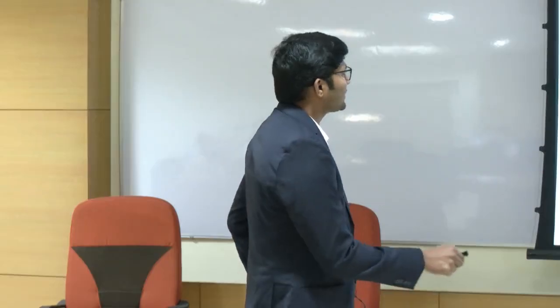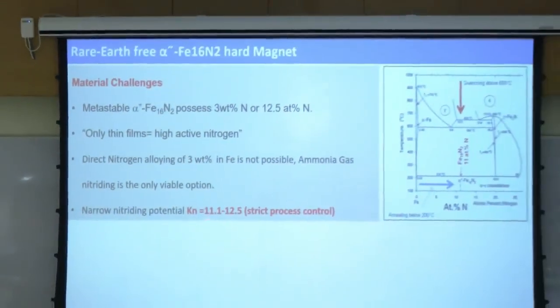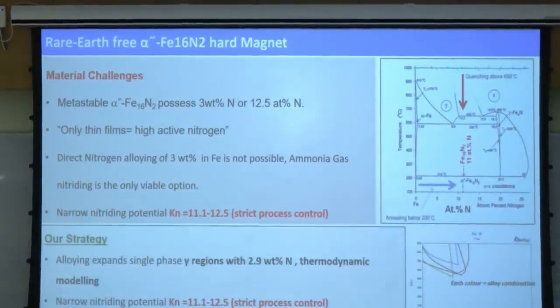So what we are trying to do is that we aim to synthesize this phase through alloying and processing steps viable for mass production. Although we are at TRL1, this is our attempt. The main challenge is that this phase has been synthesized in thin films, but it's not possible in bulk because thin films have high active nitrogen, and we don't have nitrogen as a direct alloying element. We have to go for ammonia gas nitriding, and you have to maintain a strict nitriding potential.